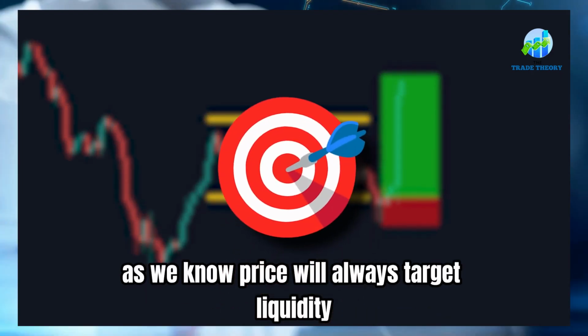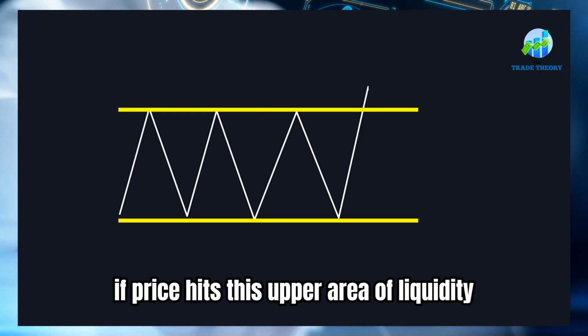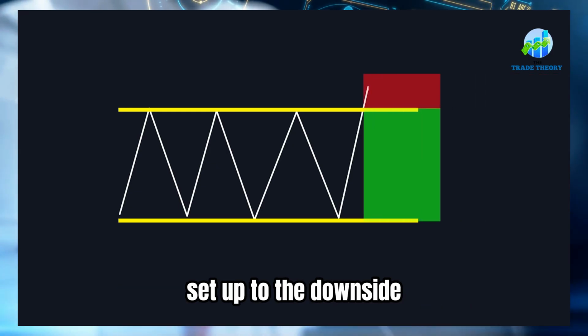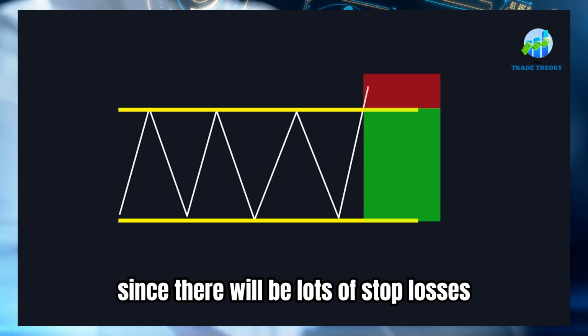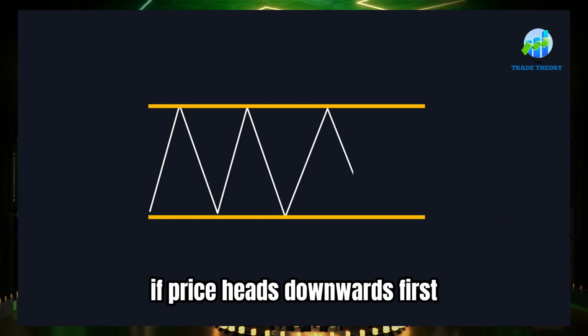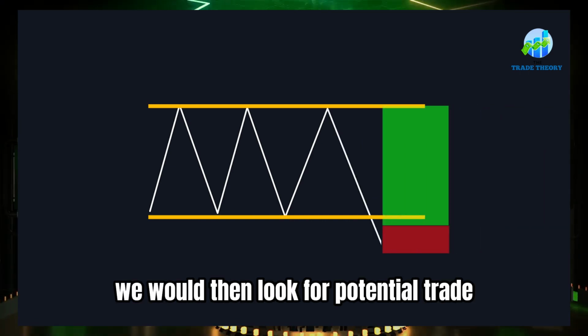As we know, price will always target liquidity. So for example, if price hits this upper area of liquidity, we would then look for potential trade setups to the downside, since there will be lots of stop losses fueling this move to head lower. Same goes for the opposite direction. If price heads downwards first into this lower area of liquidity, we would then look for potential trade setups to the upside.